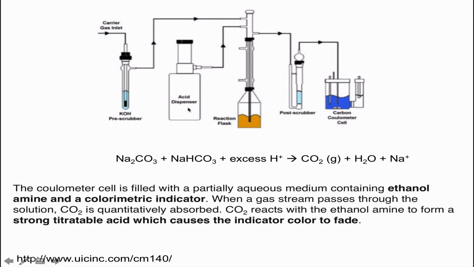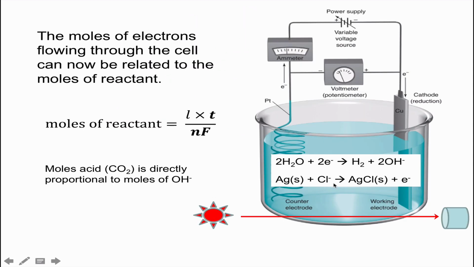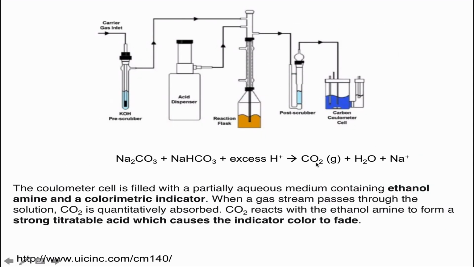Then we're going to take an acid dispenser and stick some strong acid into this reaction flask. What that does is it takes the carbonate and the bicarbonate that's in the ocean. If you add excess H+ to it, you form carbonic acid. Carbonic acid, again, is hydrated CO2. So this carbonic acid will produce carbon dioxide gas in this chamber.